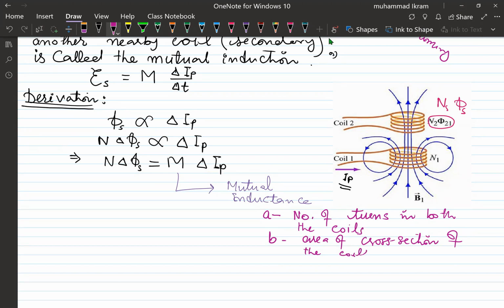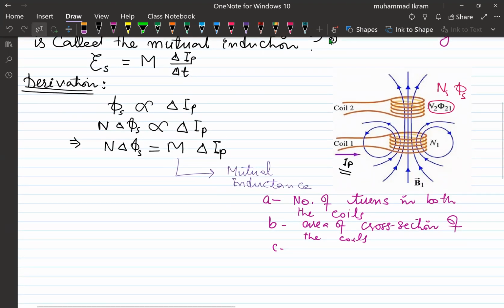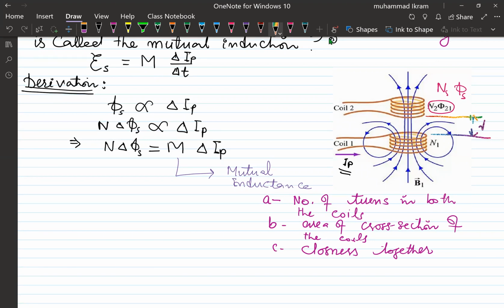It depends on closeness together. That is the minimum or the smallest distance between the two coils, right? This distance, you see, let's say d. So the smaller this distance, the greater will be the mutual inductance.